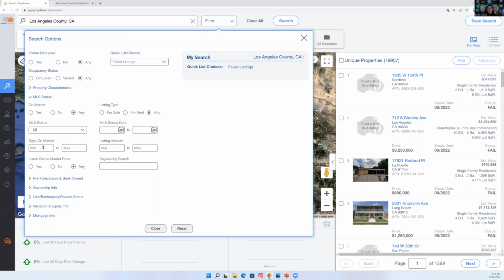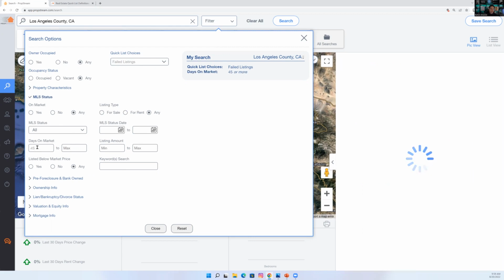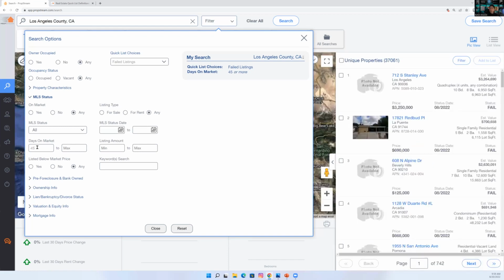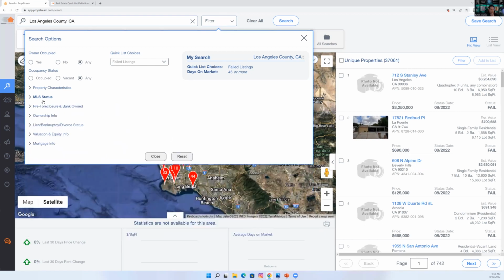So what I would recommend is maybe apply a minimum. Like I'm looking for a failed listing, either rent or for sale, lasted on the market maybe 45 days or more, right? That way we know it went through that actual process a little bit and then it didn't actually sell. And boom.